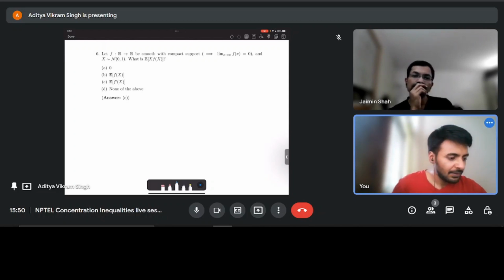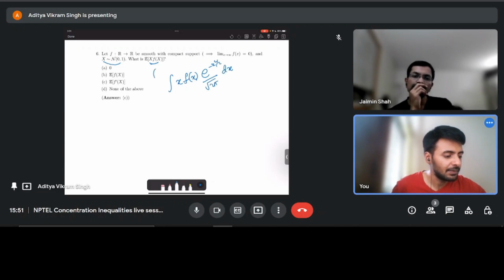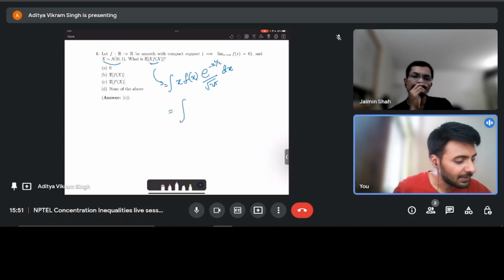So you have the expectation of x times f(x), where x is the normal random variable. So what would this be? It would be the integral of x f(x) e^(-x²/2) / √(2π) dx. And now what can we use? Integration by parts, right? So let me just write it like this.